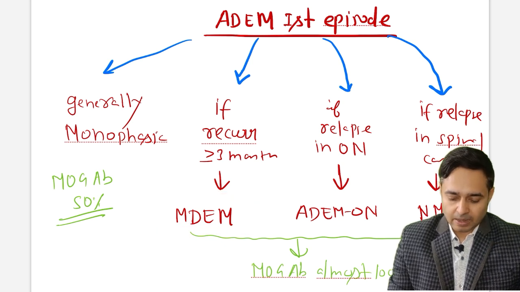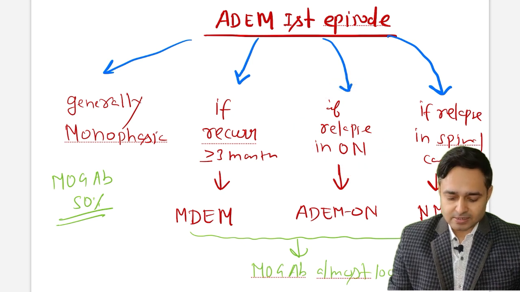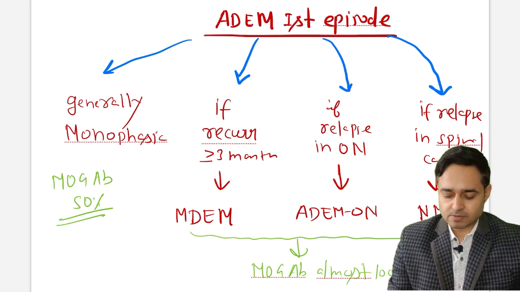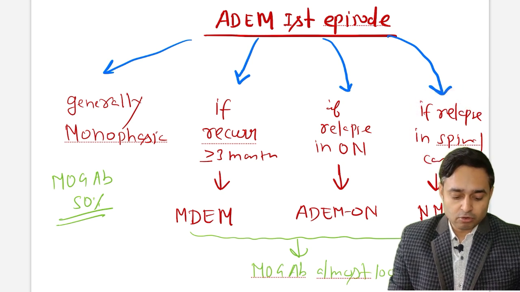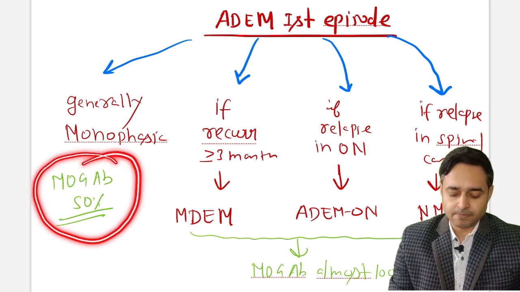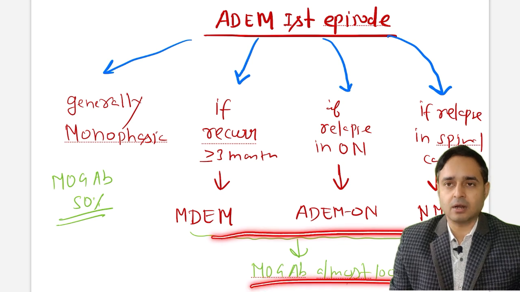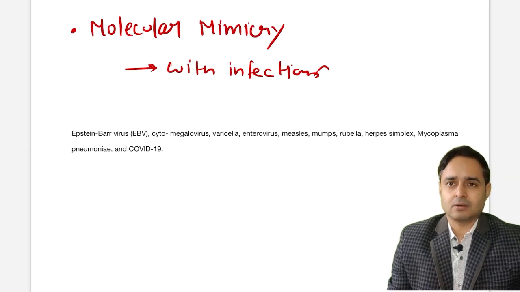If relapse is there with optic neuritis, this is ADEM with optic neuritis. If relapse is associated with the spinal cord, this is NMOSD. So this slide is very important. Generally, monophasic disorders are associated with MOG antibodies in 50% cases, and relapsing disorders are associated with MOG antibodies in almost 100% cases.